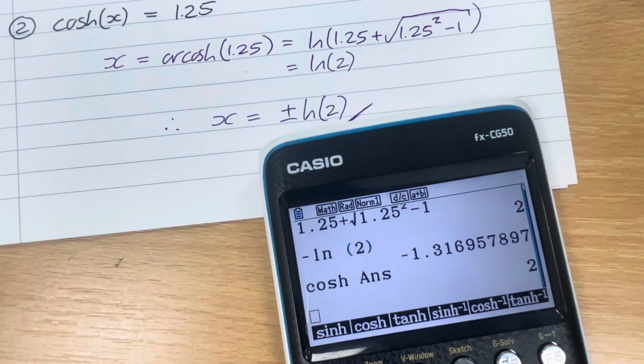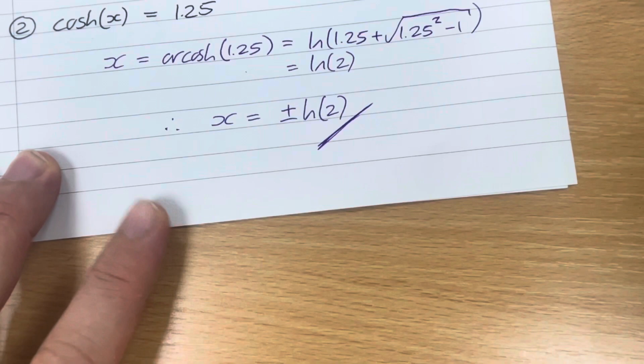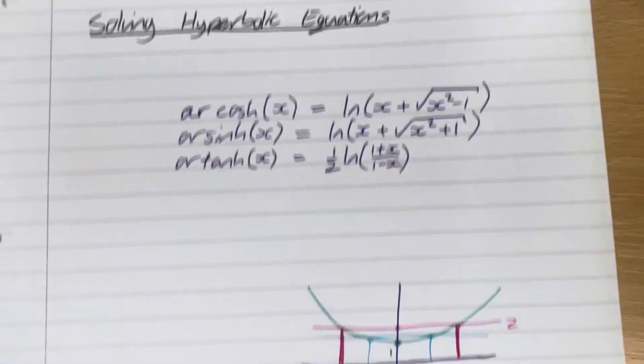And I should get 1.25 out. There we go. Okay, and again, you could check the negative root if you wanted, but cosh is an even function, so if you change the sign of the contents, it's not going to change the output. Okay, so that's the first 2 examples.